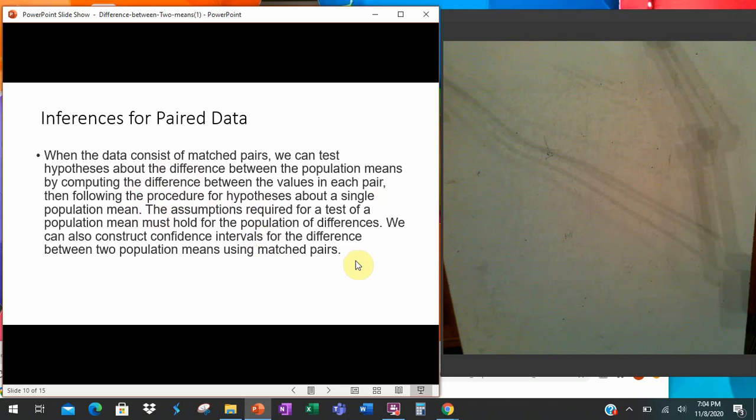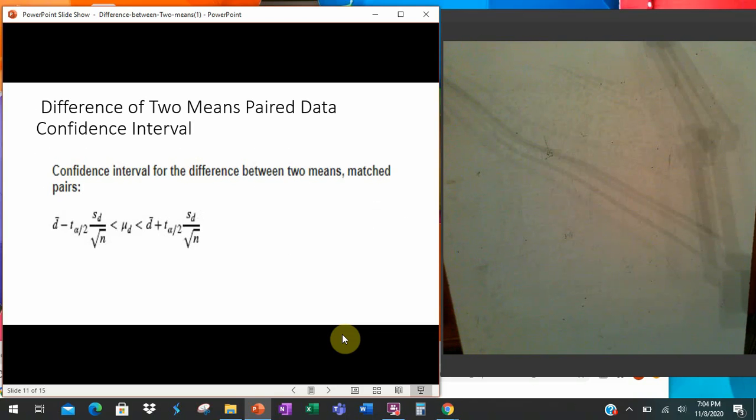The assumptions required for a test of a population mean must hold for the population of differences. It just says that if the number in each sample is greater than 30, the number of differences would be greater than 30. If both were normally distributed, then the differences would follow suit. So if I have the difference of two means with paired data, here's what I'm going to do for the confidence interval.